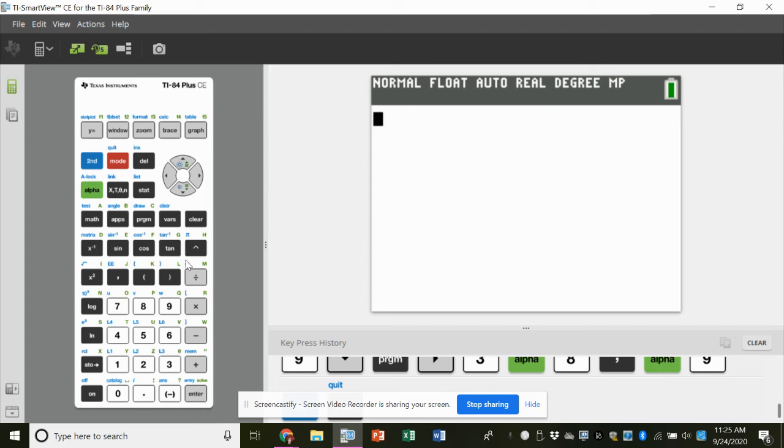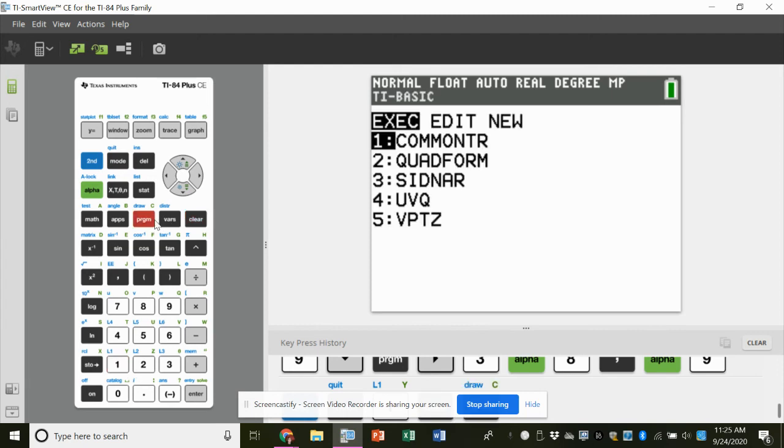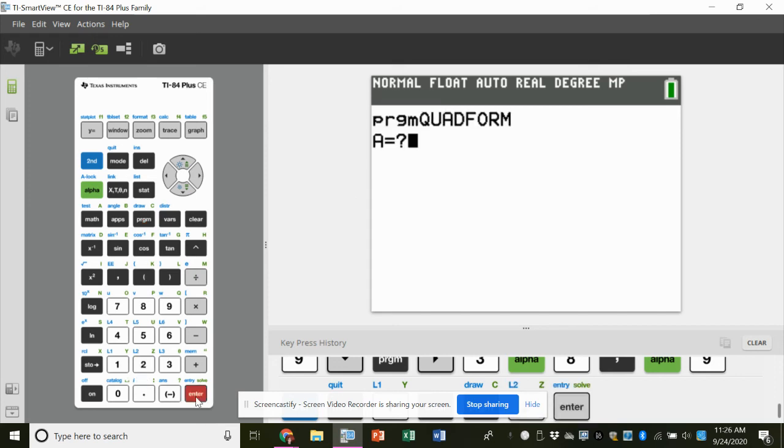So say that we have a quadratic like x squared minus 7x plus 12. So how do we even use this? We hit program. We're going to execute QUADFORM. So we're going to pick option 2 to execute and hit enter.